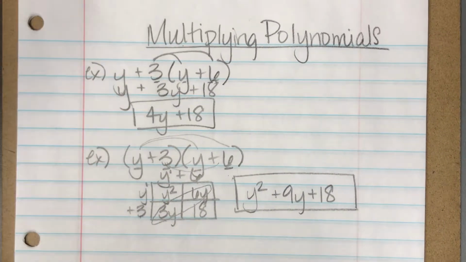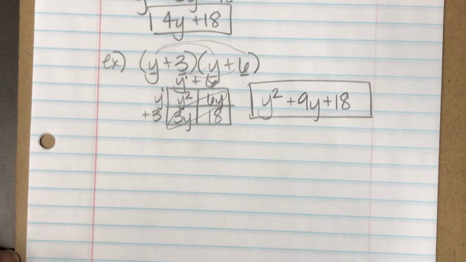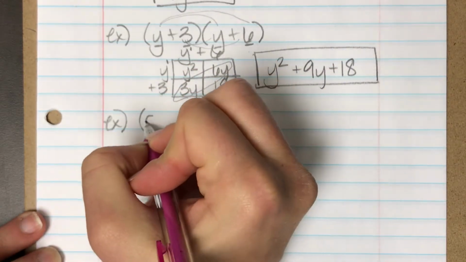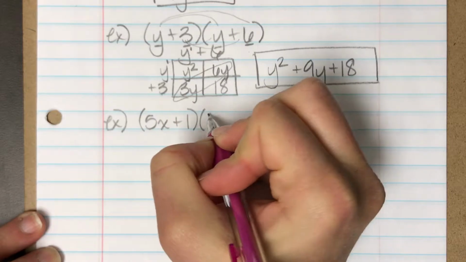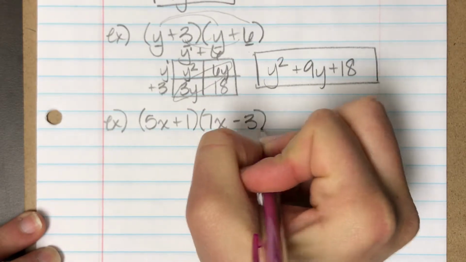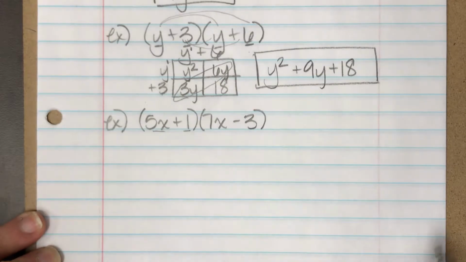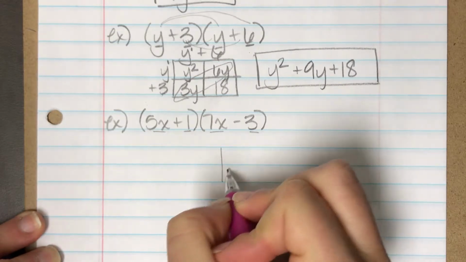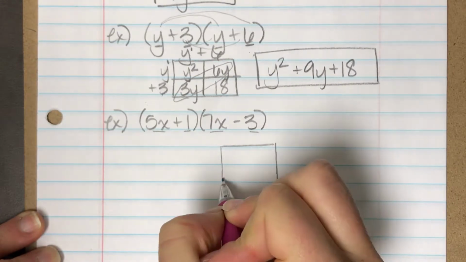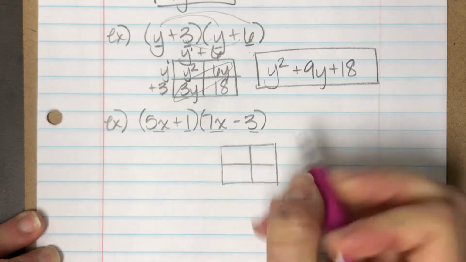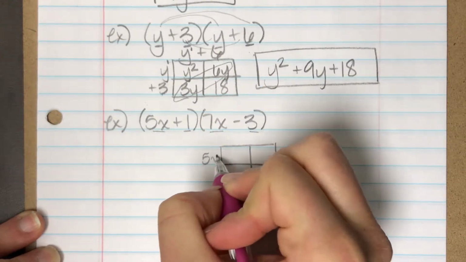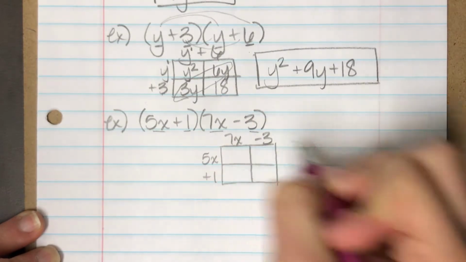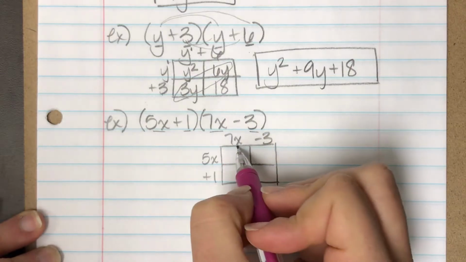Okay? So you multiply through a little multiplication chart and then combine like terms if you've got them. So if I have something like 5x plus 1 times 7x minus 3, I have 2 terms times 2 terms. So I'm going to set up a 2 row by 2 column box. And then I'm going to put one of the pieces on one side, 5x plus 1. And the other one is going to go along the top, 7x minus 3.